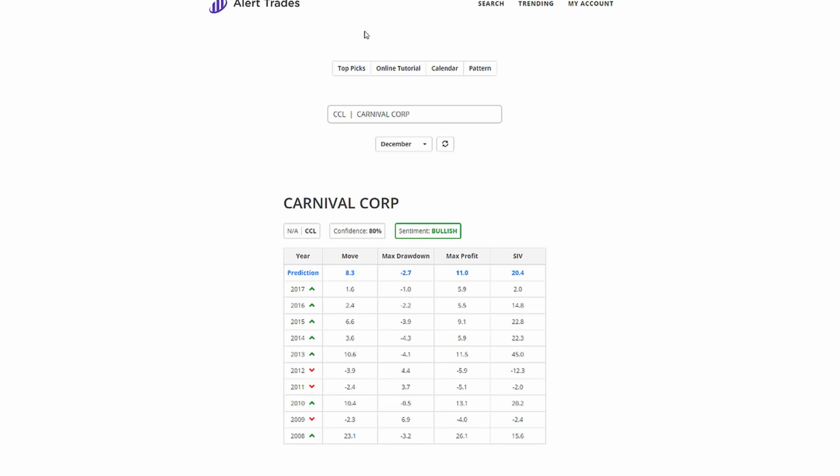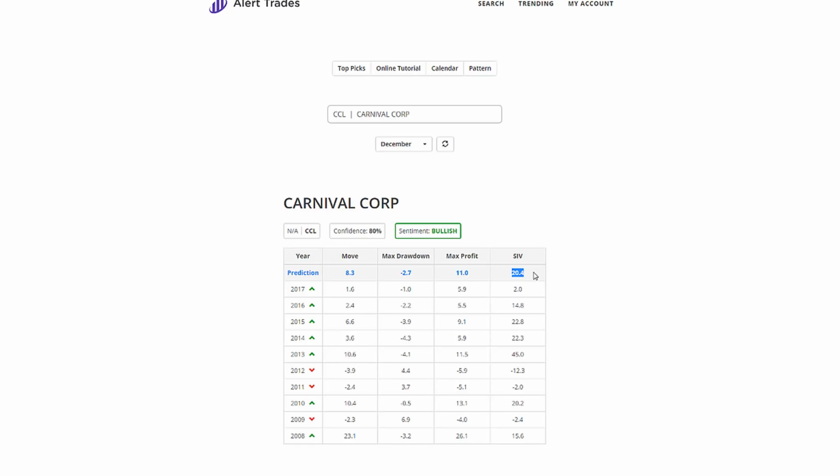Here's Carnival. You go to alerttrades.com. This is free. You just type in CCL and it gives you the 30-day seasonal pattern for the month, from the beginning of the month to the end of the month. Here it tells you CCL has an 80% probability of being bullish, an ability to move an average of 8.3%, drawdown 2.7, max profit 11%, and this SIV value, which a lot of people don't pay attention to.